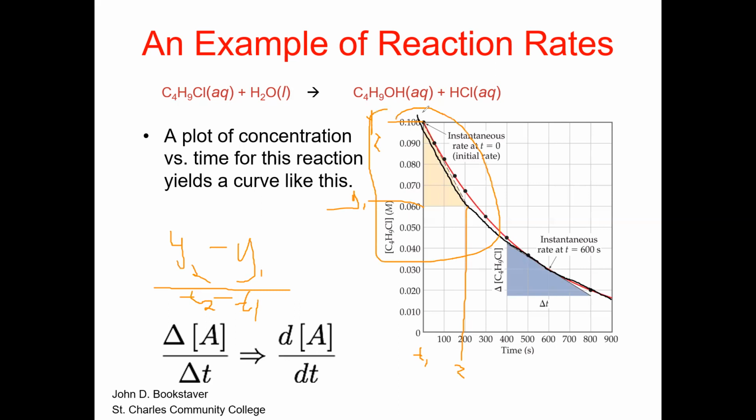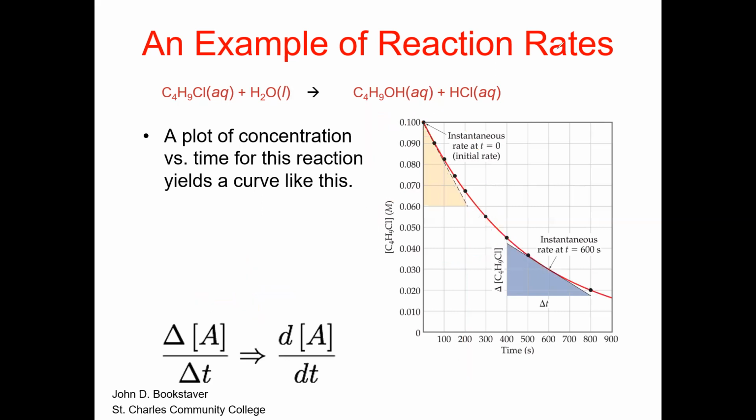Here, your y1 is 0.1 minus 0.06 divided by 200 minus t1, which is 0. So 200 minus 0. So at this point, you can now calculate your rates. So this is a typical example of how to get rates.